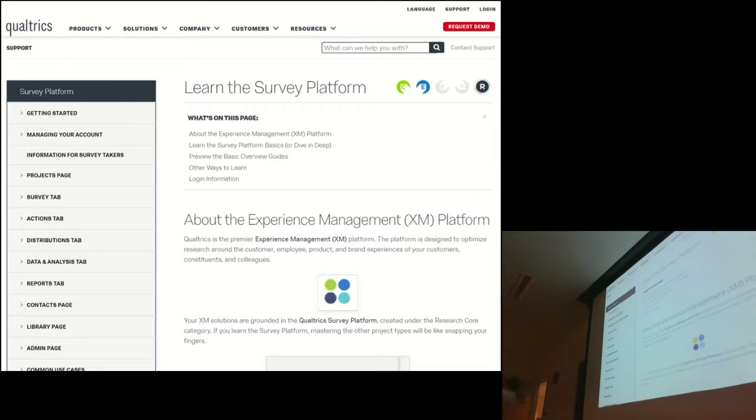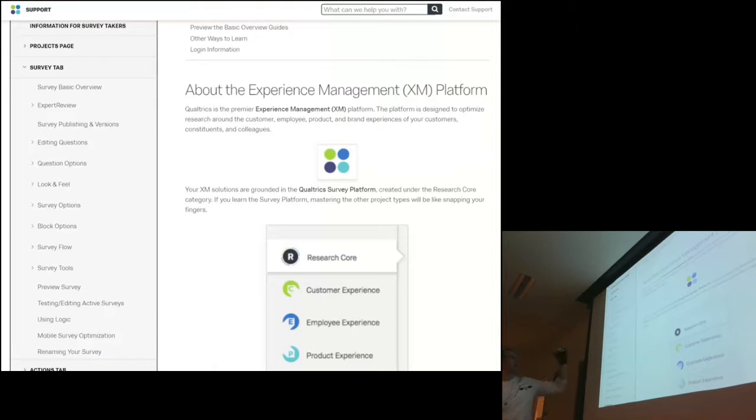So what you're going to probably want to take a look at here, there's Getting Started. That's always a good place to start if you're starting. But a lot of the information that you're going to be looking for is in this Survey tab here. So this is it expanded. One of the places that you're going to want to take advantage of the power of Qualtrics is in block options.